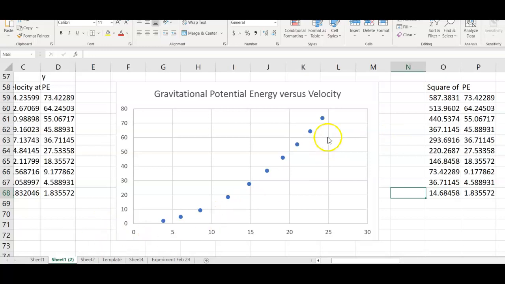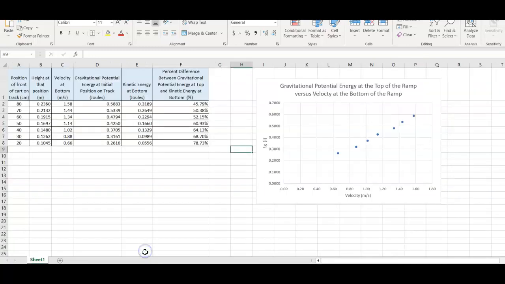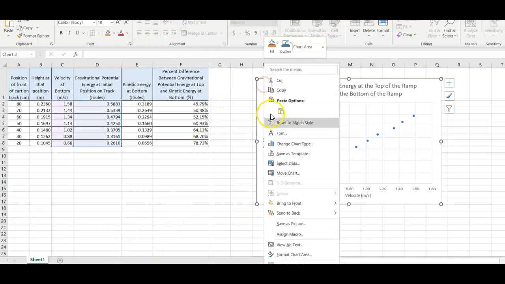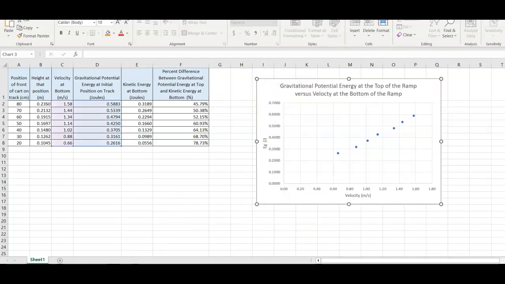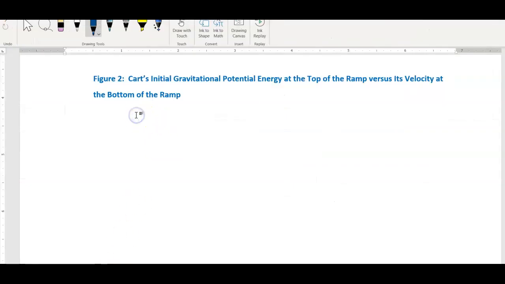Okay, so I'm showing you this set of data so that you can see really what our curve should look like. If we had a longer track, we would have been able to get maybe a larger number of data points and would have had data that resembled more of a curve. Okay, so I'm going to first of all put this graph into my lab report. That's figure 2.